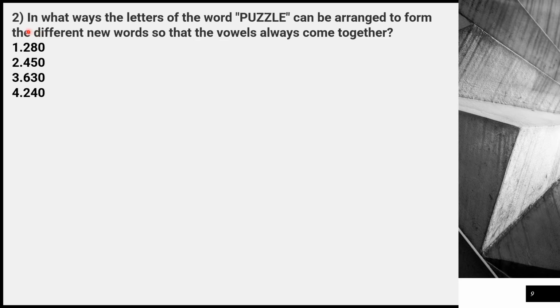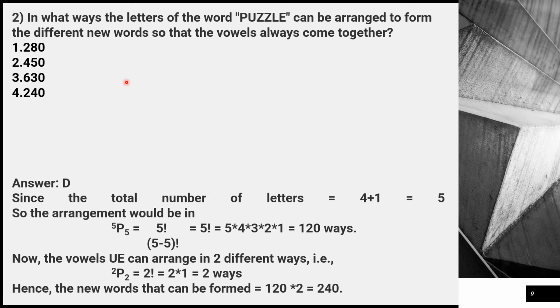So the next question is, in how many ways can the letters of the word PUZZLE be arranged to form different new words so that the vowels always come together? So here are the options. Let's see. So the answer is 240.